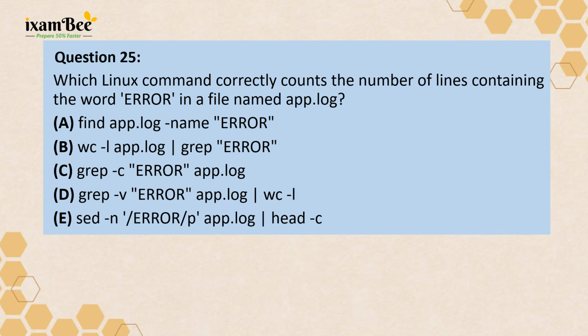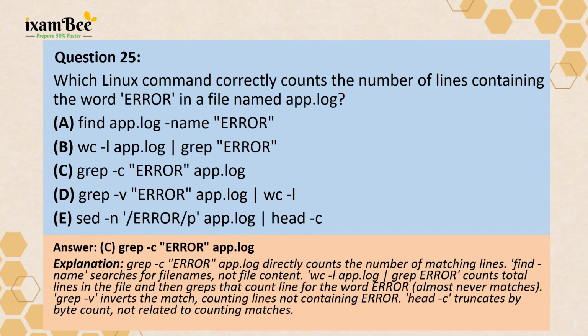In this question, you are asked which Linux command correctly counts the number of lines containing the word "error" in a file named app.log. Here, the correct answer is option C, which is grep -c error app.log. This command does exactly what's being asked. The -c flag tells grep to output a count of matching lines directly rather than the lines themselves.